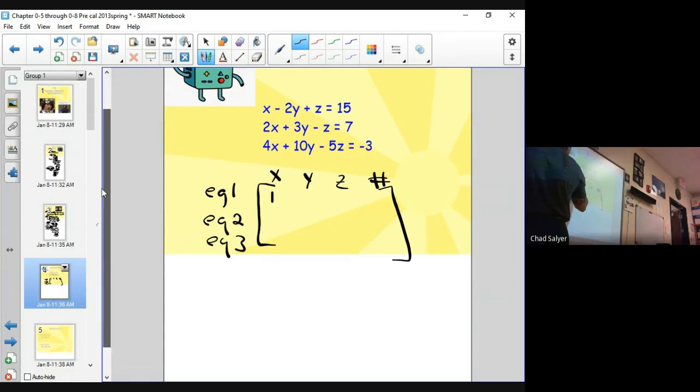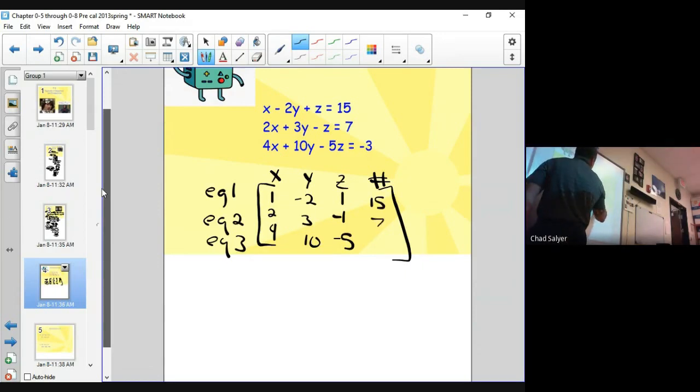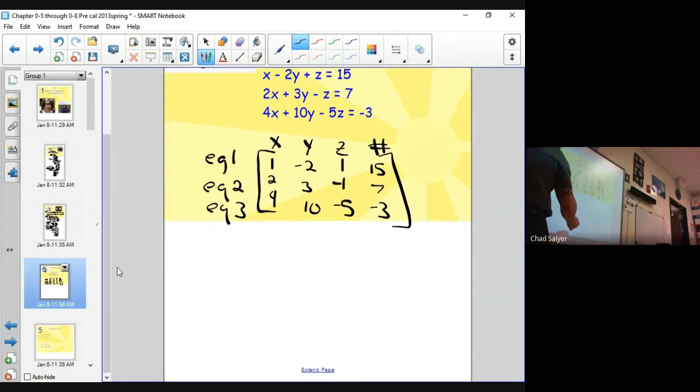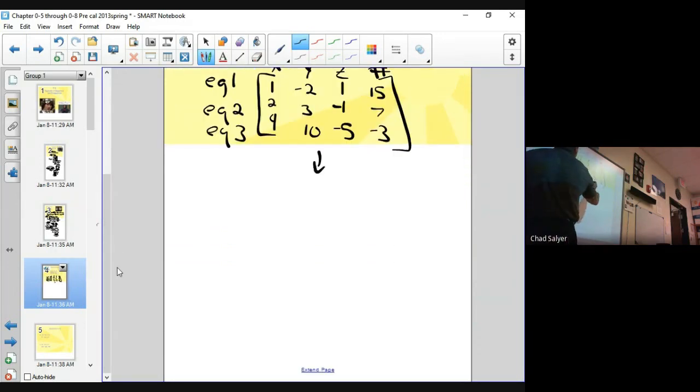And I have 1, 2, and 4 as the x coefficients. -2, 3, and 10 as the y coefficients. 1, -1, and -5 as the z coefficients. 15, 7, and -3 for the values they are equal to. So that defines our augmented coefficient matrix. And we're going to punch this in the calculator and use the RREF function.